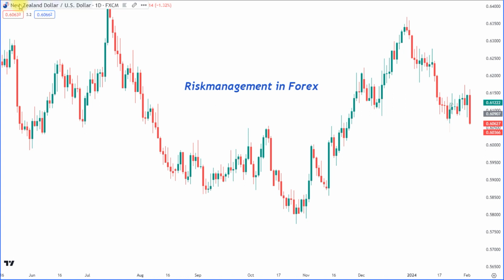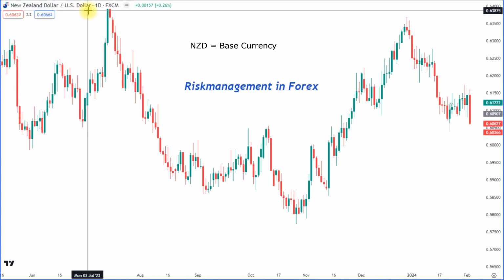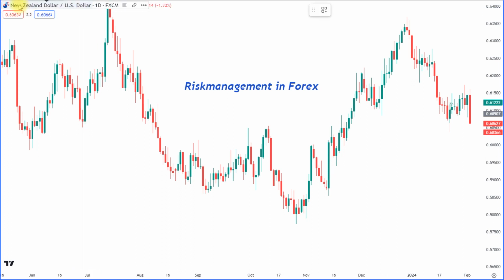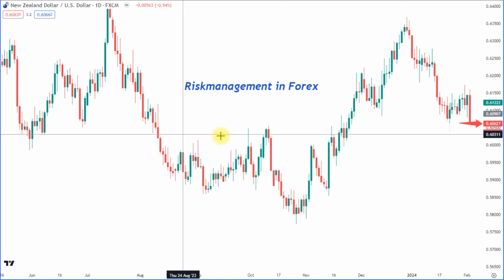Here we are at the New Zealand dollar, US dollar. That means New Zealand dollar is our base currency and the US dollar is the currency that is quoted with this. So what does it mean for 1 New Zealand dollar? We get at the moment exactly 0.60627 US dollars. That's what 1 New Zealand dollar is worth at the moment.